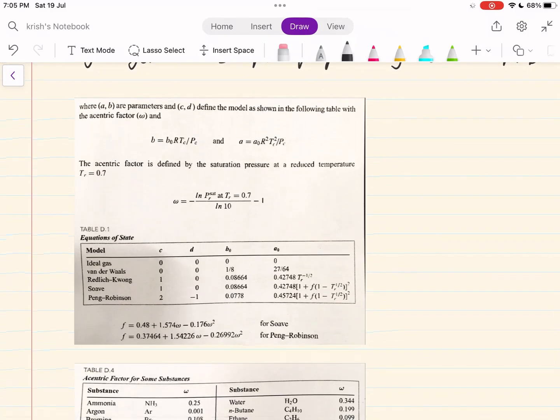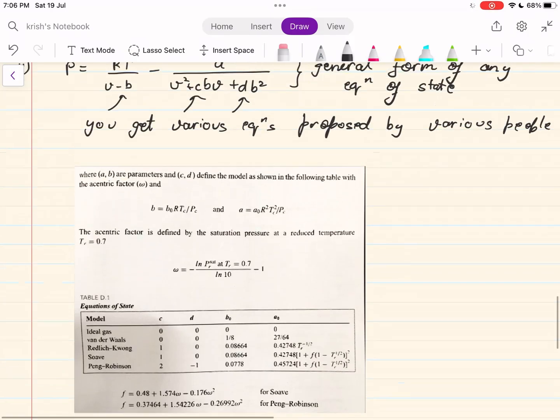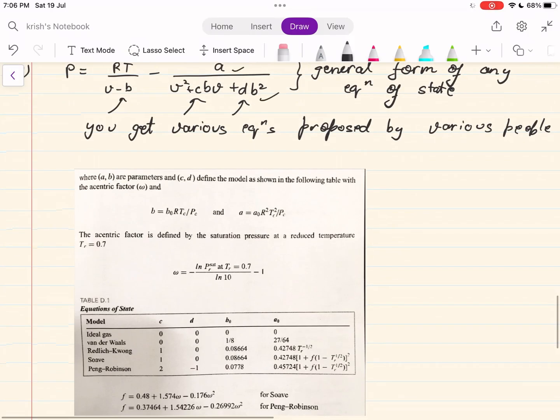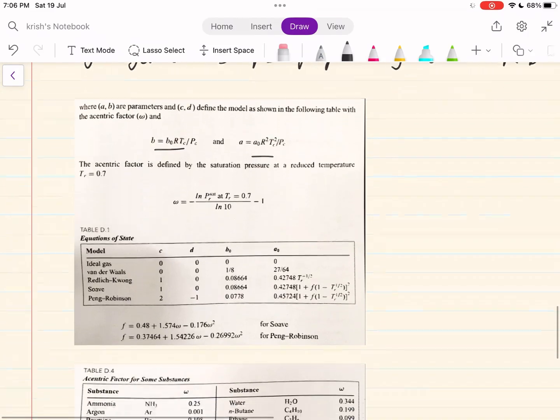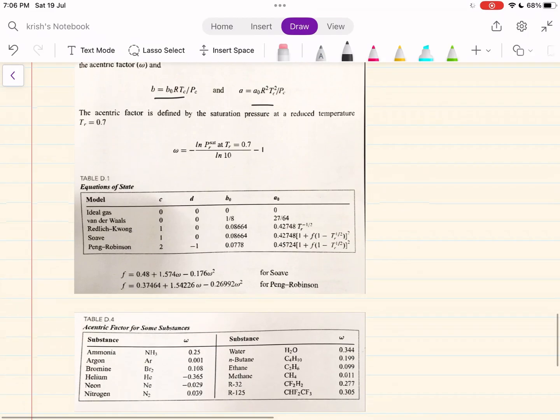Now, your variables a and b are defined as b equals b naught R Tc by Pc and a equals a naught R square Tc square by Pc. All of this is from your thermo tables only, so you don't have to remember anything. You only have to learn how to apply it. So your factors a and b have their values here, and to get a naught and b naught, you will look at this table.